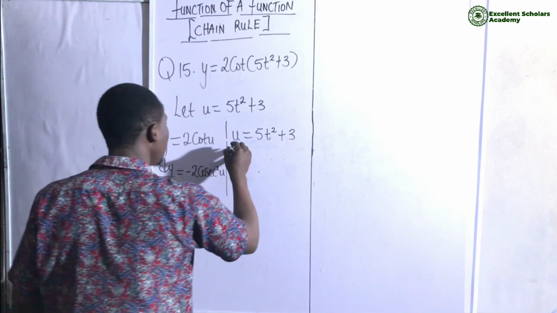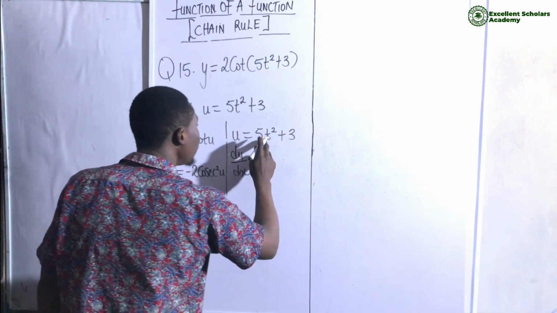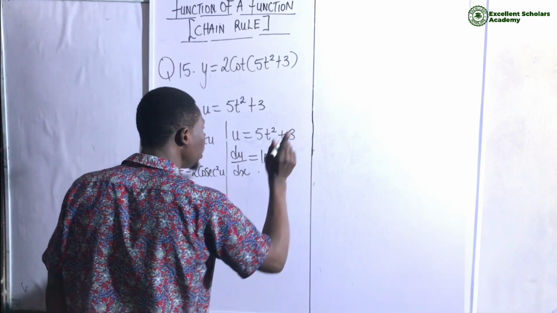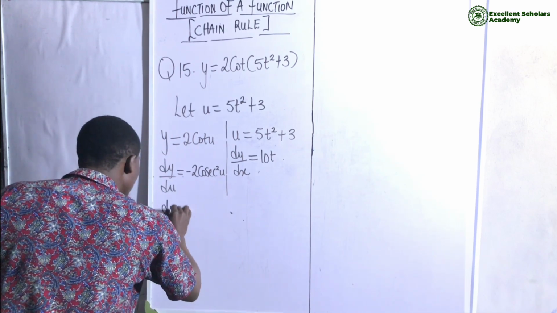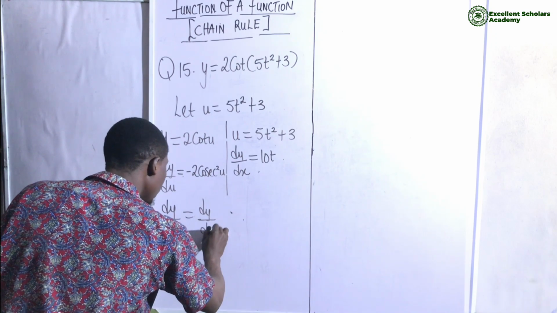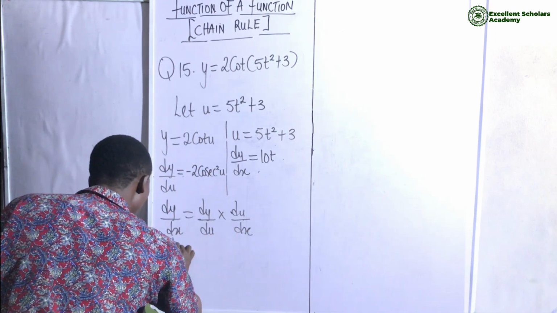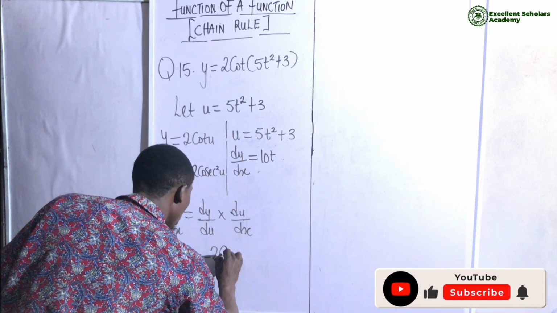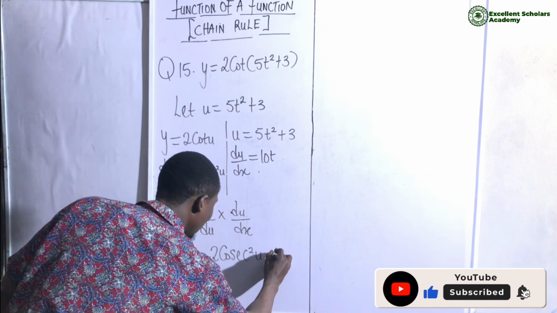Okay, so now differentiate this, that will be du/dt. This becomes, differentiate 5t squared, you are going to get 10t, and differentiate 3, constant, gone. So now our dy/dt is going to be equal to dy/du times du/dt. So our dy/dt now is going to be equal to minus 2 cosec square u multiplied by 10t.